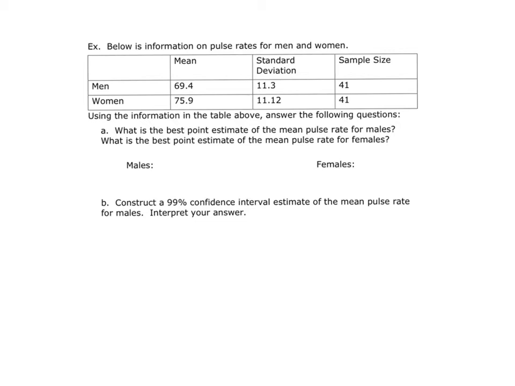Below is the information on pulse rates for men and women. Take a minute to read the table and familiarize yourself with it. What is the best point estimate of the mean pulse rate for males, and what is the best point estimate for the mean pulse rate for females? When we're talking about the best point estimate for mean, we're going to use our sample mean, x bar. So the sample mean for males was 69.4, and for females, 75.9.